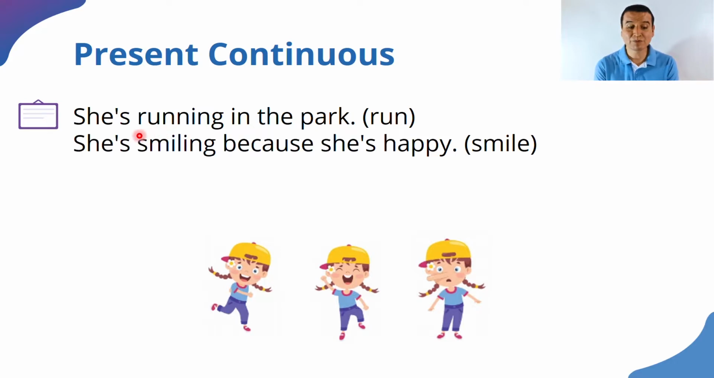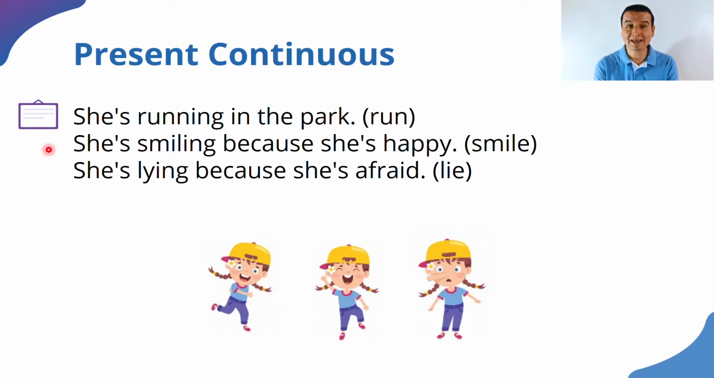Or look at this example. She's smiling because she's happy. The verb is smile, it ends in e, and that e is silent. So in that case, we eliminate the e and we just add ing. And in the verb lie, L-I-E, in that case, we eliminate IE and we just add a Y before the ing. She's lying because she's afraid. Somebody's not telling the truth, then we say she's lying.